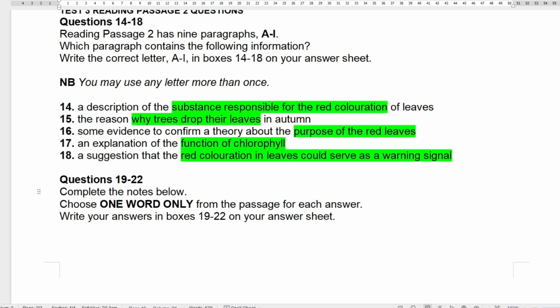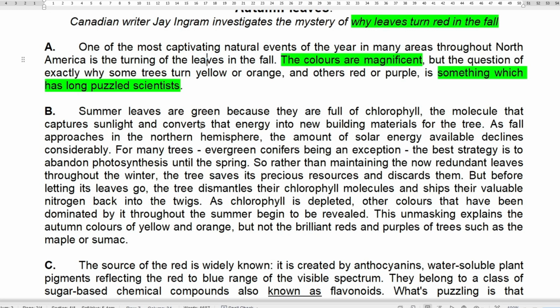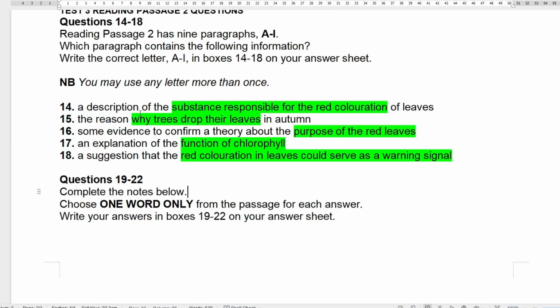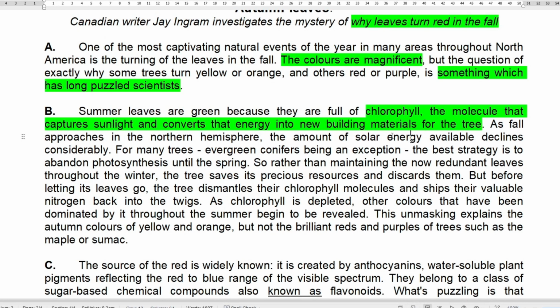Okay. Right. So summer leaves are green because they are full of chlorophyll, the molecule that captures the sunlight and converts that energy into new building materials of the tree. All right, there we go. I guess we have the first answer. I guess we have two. We have to find out whether or not we're right. The reason why trees, where was the chlorophyll? An explanation of the function of chlorophyll. So what does the chlorophyll do? It's a molecule that captures sunlight and converts the energy into new building materials for the tree.